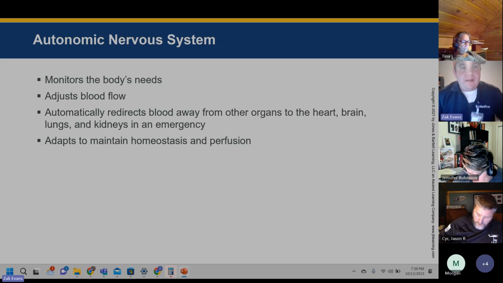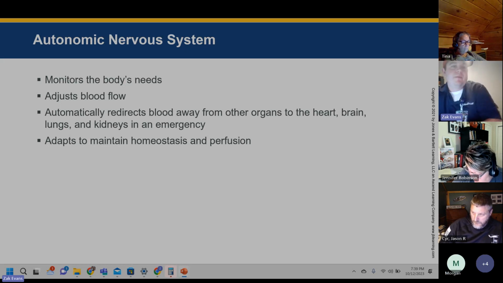The autonomic nervous system monitors the body's needs and adjusts blood flow. It automatically redirects blood away from other organs to the heart, brain, lungs, and kidneys in an emergency. That's called shunting. So the body is going to shunt that blood to the most essential thing, which is its brain, okay? And it's going to adapt to maintain homeostasis and perfusion. So homeostasis is the body's normal. So it's going to try to always get the body to a normal state.